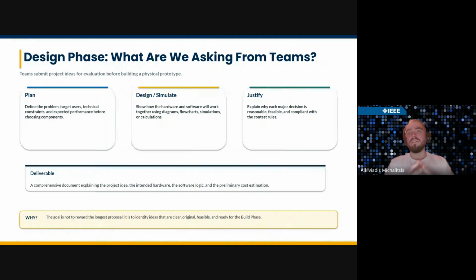After the idea and the initial design, we go to the justification. Why is this needed? You will have to explain why each major decision that you took is reasonable, feasible, and compliant with the contest rules. Which means that, for example, if you select a specific microcontroller over another, you will have to tell us exactly why you use this one.